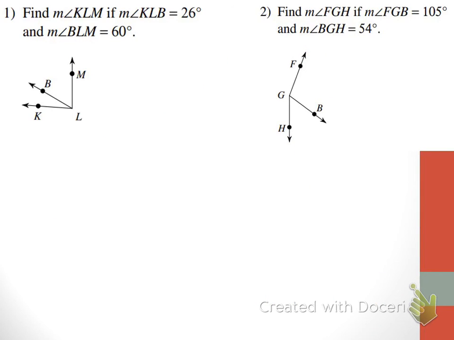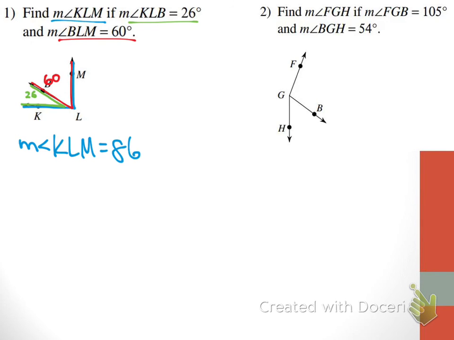This one's only harder because the numbers aren't on the picture. So it's still the same thing. You just want to transfer all that you know. We want to find KLM. We know KLB is 26, and then we know BLM is 60. So then what are we going to do here? Add them. So the measure of angle KLM is 86 degrees.